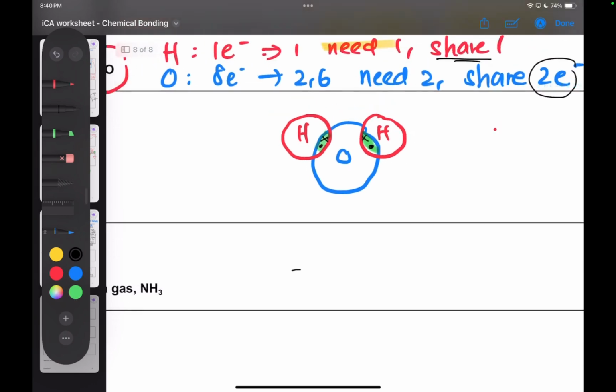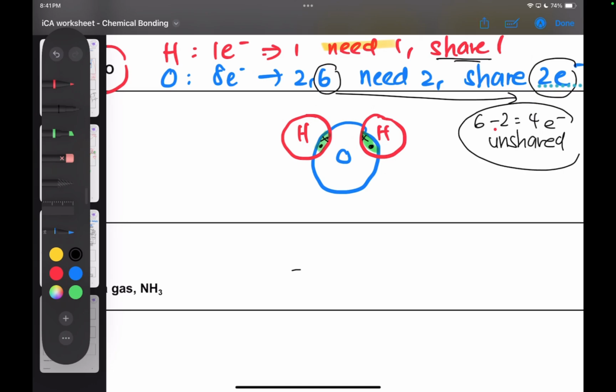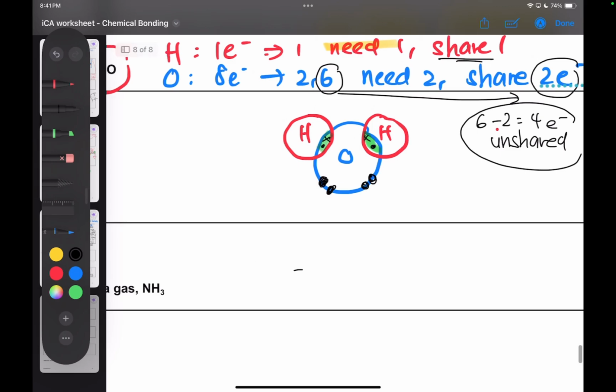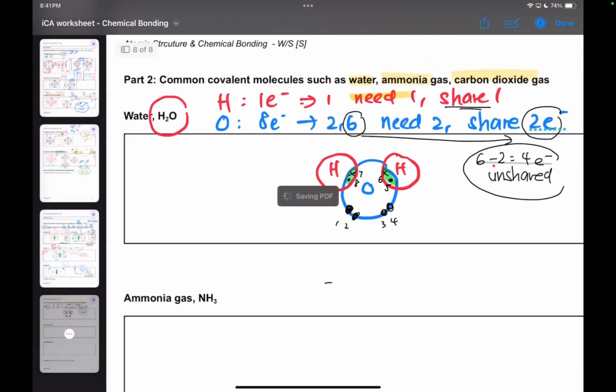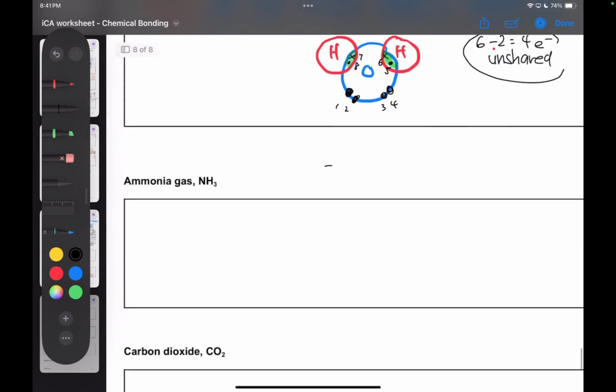So start off with 6, share 2, so 6 minus 2, you end up with 4 electrons that are unshared. So these 4 electrons that are not shared cannot go into the green sharing zone area, so they need to be on the outside. 1, 2, 3, 4. So there you have it. You have water. And you can do a quick check in terms of counting. So you have 1, 2, 3, 4 electrons for oxygen, and you have 5, 6, 7, 8 after it shares. And every hydrogen, if you take a look at it, has 2 electrons in its shell after sharing. So it is stable.